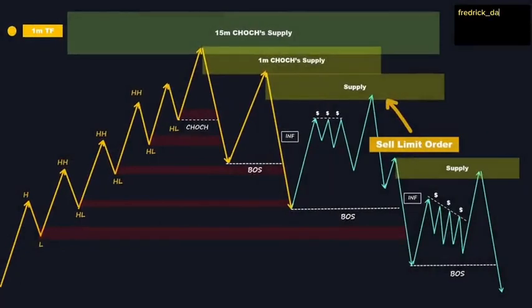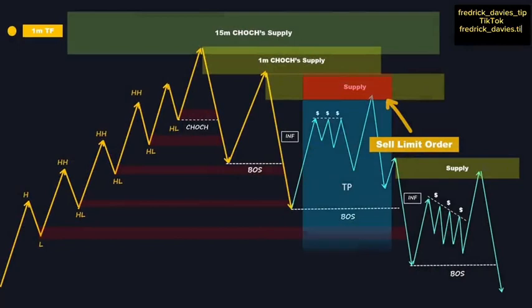Here, all the mentioned criteria are met. Next, we place our sell limit order at the lowest point of the supply zone, with the stop loss a few pips above the highest point of the area. For the take profit, we have the option to target the unmitigated demand zone on the higher time frame like 15 minutes or 1 hour, or the swing low of the current time frame.